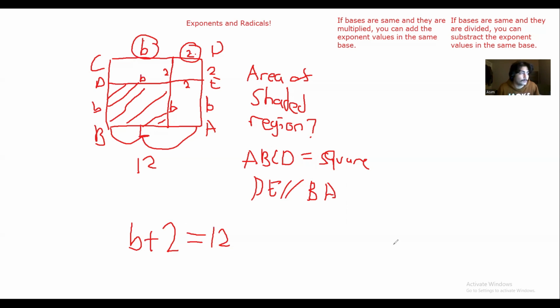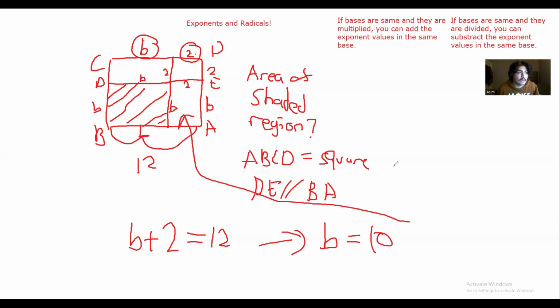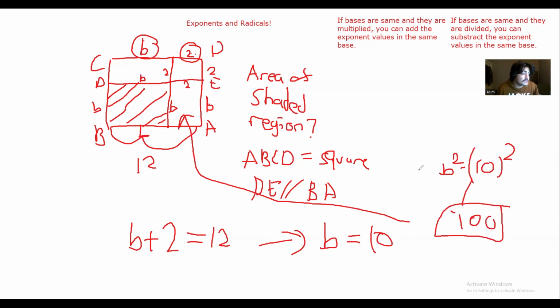I just subtract 2 from both sides, and I end up with b is equal to 10. And that's how I get the length of this square. After that, I can say b squared is equal to 10 squared, and I end up with 100. The reason is that I have my length of b, and you can also treat this as a rectangle. You can just multiply the side lengths of a rectangle, and you end up with your area.